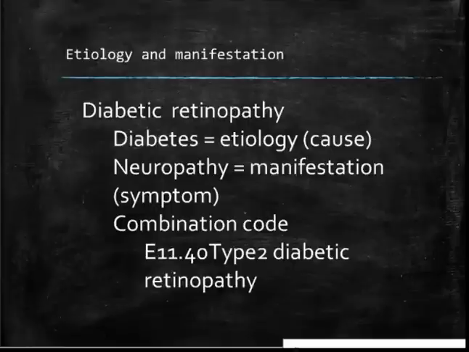Diabetes causes a lot of different things. It causes neuropathy, it causes nephropathy, it causes retinopathy, and other complications. So there's a whole long listing of diabetes with manifestations codes listed within your ICD-10-CM book. So make sure you pay attention to that information.